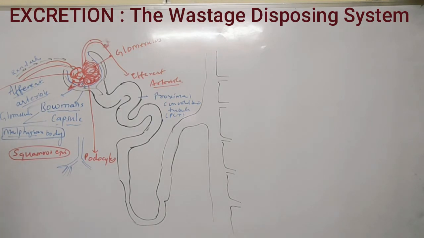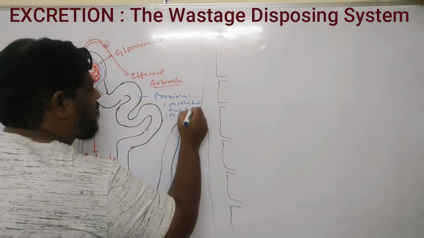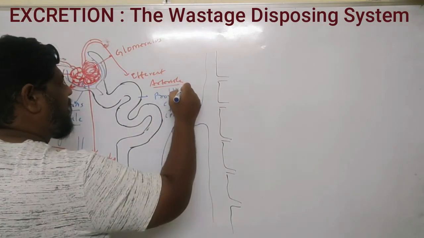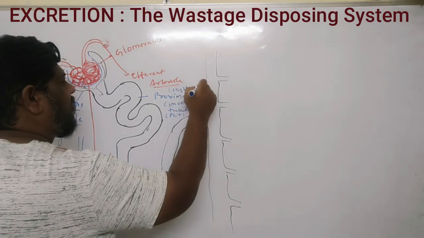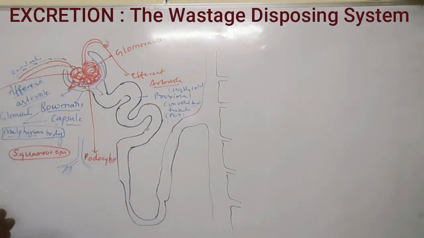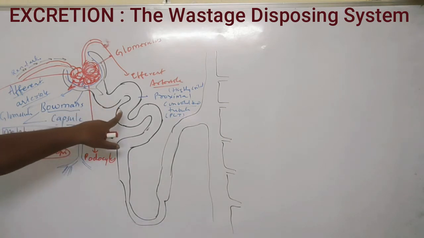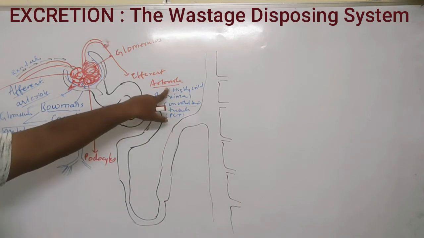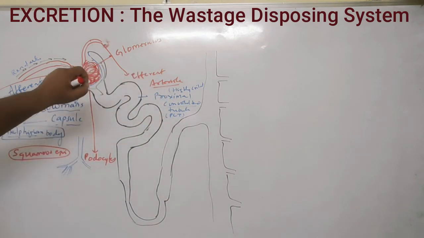Okay, what is the meaning of convoluted? That is highly coiled. The word meaning is highly coiled. So which is highly coiled here? The proximal convoluted tubule is highly coiled here, right? So convoluted in the sense highly coiled. So that is a word which you have to remember.